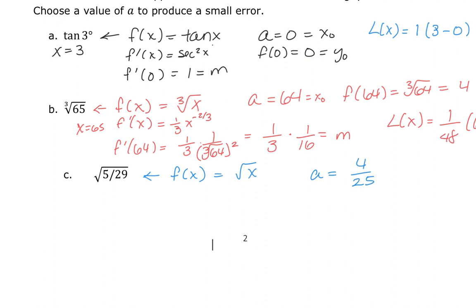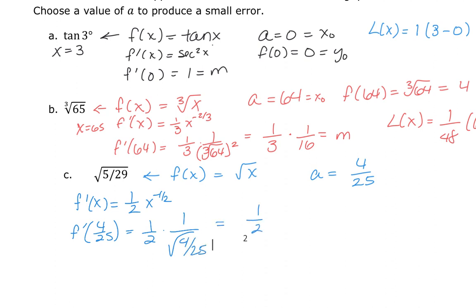And then on C, I'm going to do f prime of x. This is going to be 1/2 x raised to the negative 1/2. I'm going to do f prime evaluated at 4 over 25, which is going to be 1/2 multiplied by 1 over the square root of 4 over 25, which is the same thing as 1/2 multiplied by the square root of 25 over 4, which is going to be equal to 5 over 4, because the square root of 4 is 2, and 2 times 2 is 4.